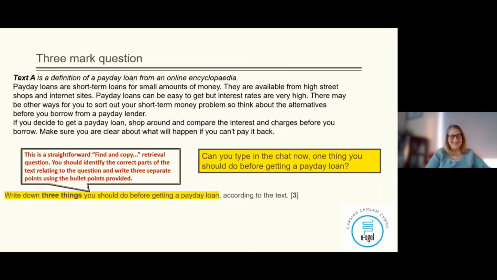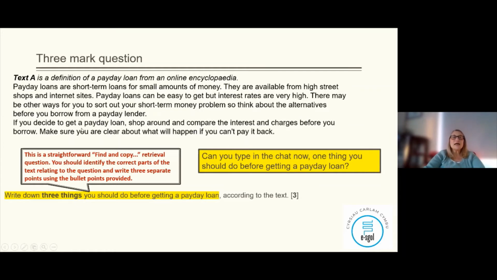Okay, well, we'll have a look at this text then, and it tells you again, so you are just copying things from the text. So it says, if we look here, payday loans can be easy to get, but interest rates are very high. There may be other ways for you to sort out your short-term money problem. So think about the alternatives before you borrow from a payday lender. Okay, so that's one thing that you should do before getting a payday loan. You should think about alternatives before you borrow.